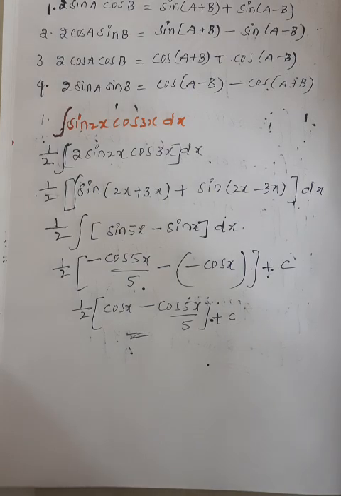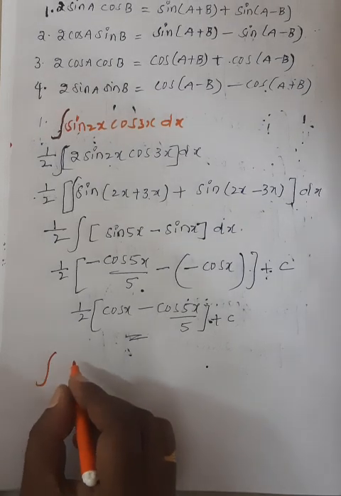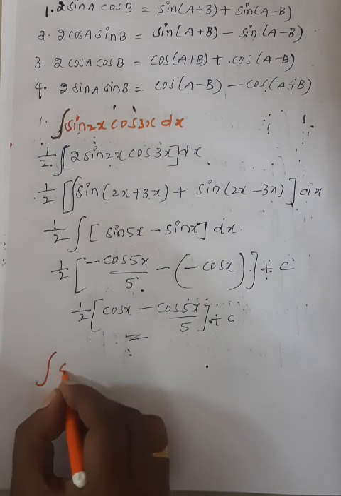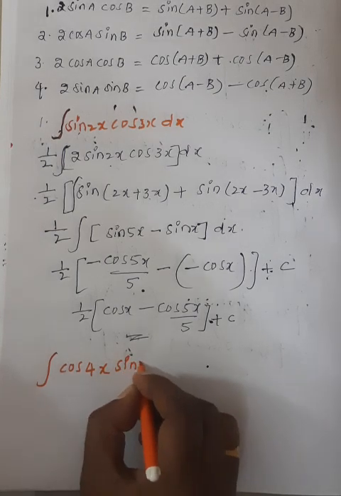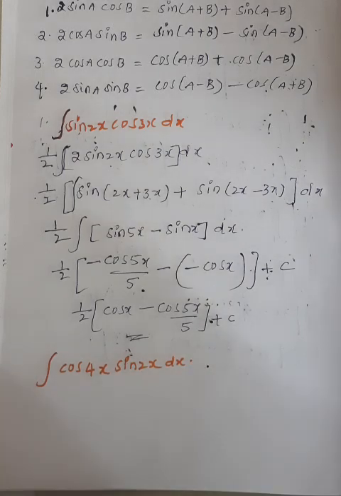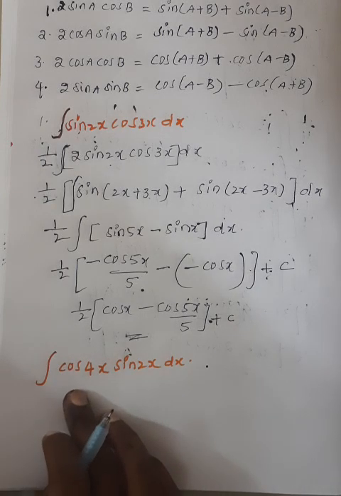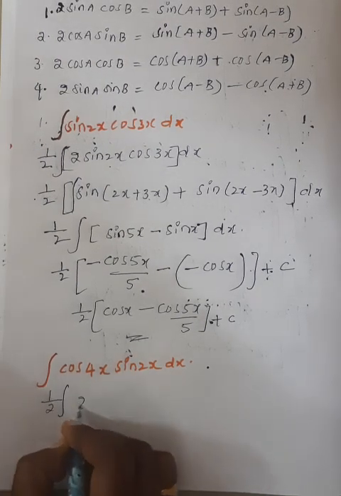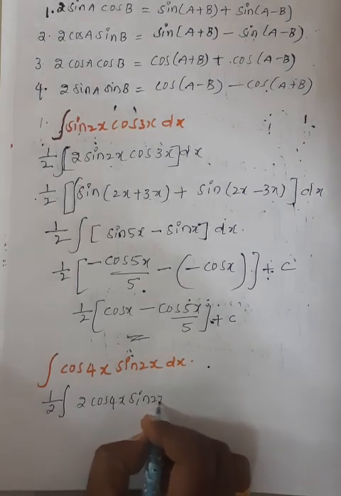Similarly, we can solve one more question based on our second formula 2 cos a sin b. Integration of cos 4x sin 2x dx. So here we have to use our second formula to solve the given question cos 4x into sin 2x dx. First of all, we have to multiply and divide with 2. So integration of 1 by 2 into 2 cos 4x sin 2x dx.